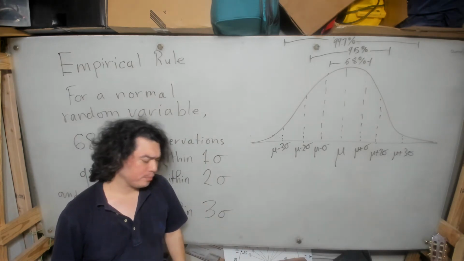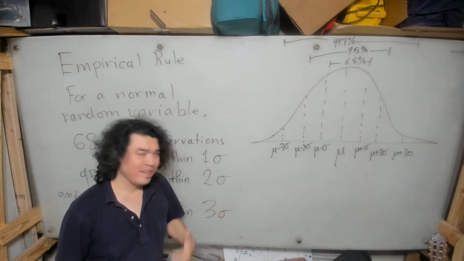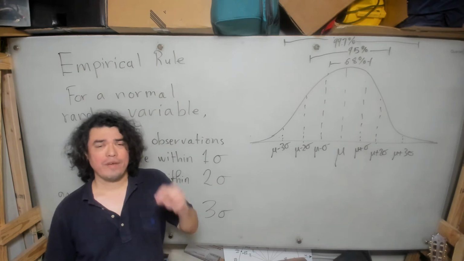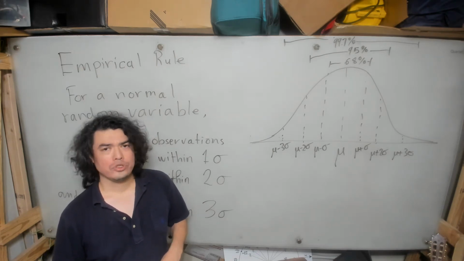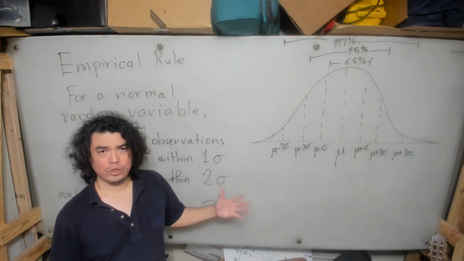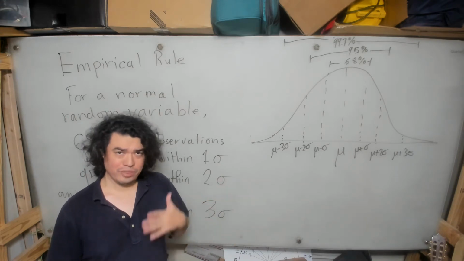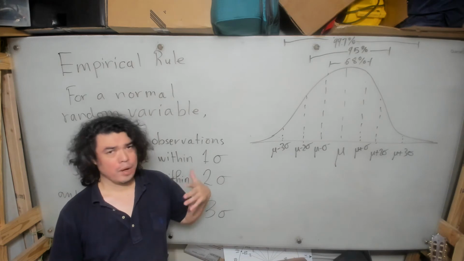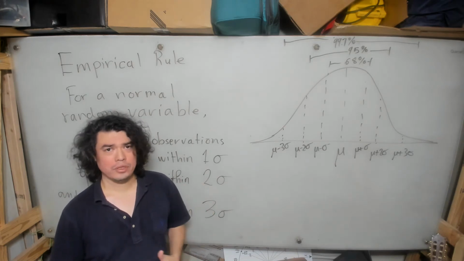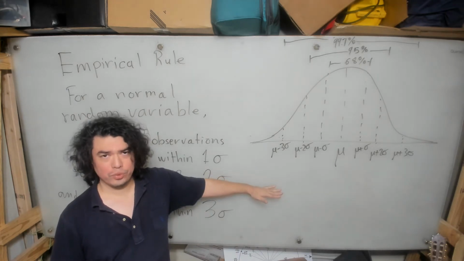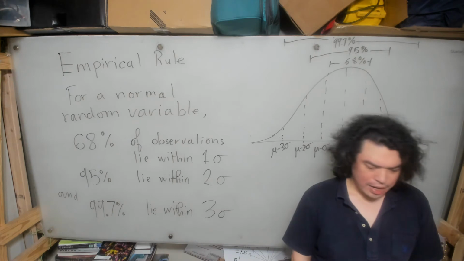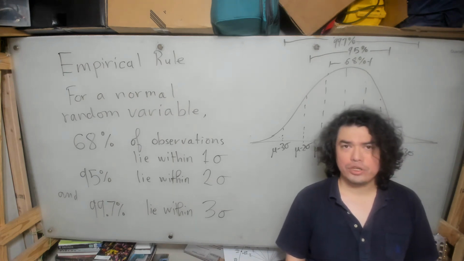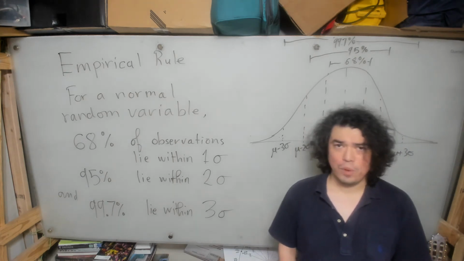Now, the exciting thing about this is that we're finally going to be able to use the empirical rule to solve some of the most basic probability related problems dealing with normal distributions. We'll be able to use the empirical rule to do that, and we're going to do some of those right now in a brief moment.